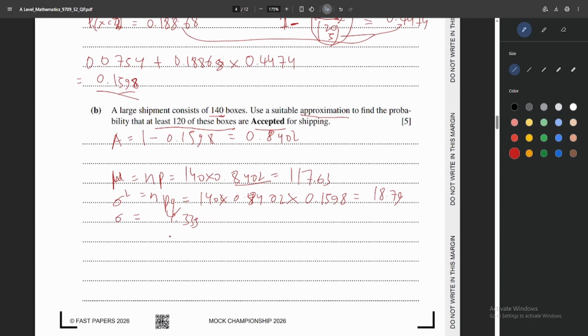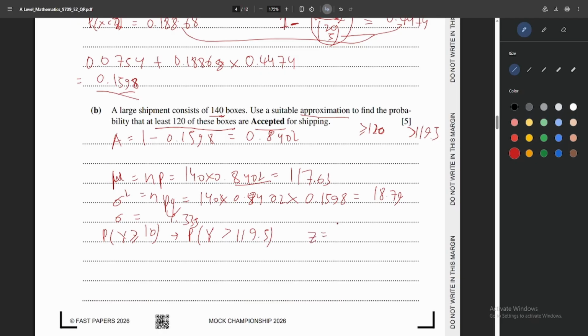Now, when we're doing a binomial distribution with normal approximation, since it's greater than or equal to 120, we need a continuity correction. We can simply write it as greater than 119.5, because that will cover the case when it's 120 also. So P(Y ≥ 120) is the same as P of Y in the normal distribution greater than 119.5.